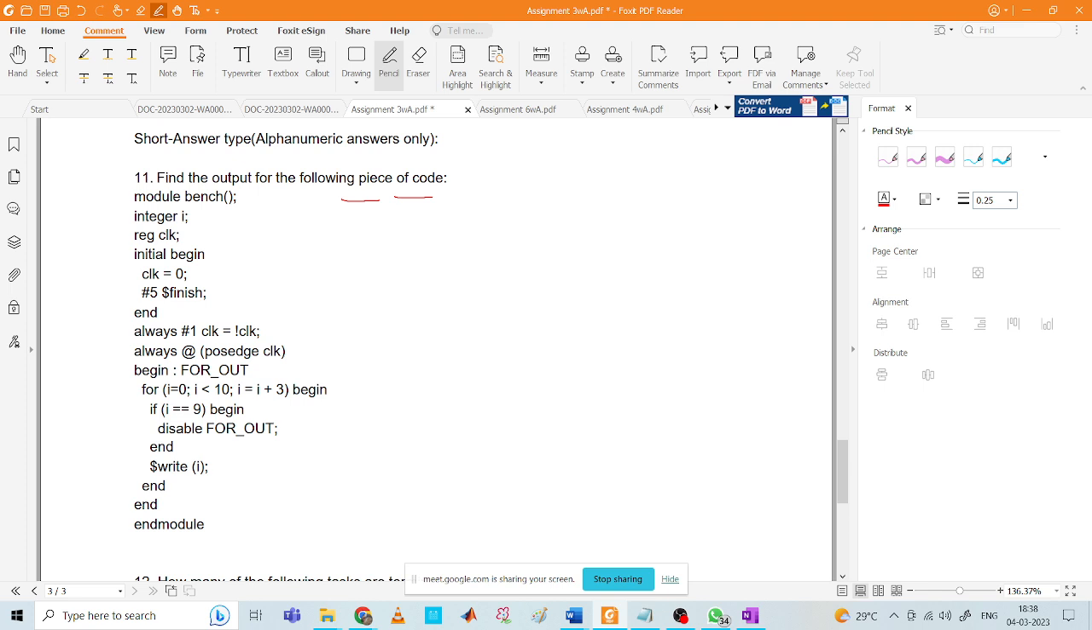After 6 it will add plus, sir. Then it will become 9. Then if 9 I equal to 9, it disables the for out, sir. See, what will happen? You have this hash 5 finish, right? After this hash 5, you have this finish, right? Yes, sir. So 036 will happen. So after that, it will restart. So it will be 036, 036, like that. Okay. So 036, 036, 0.